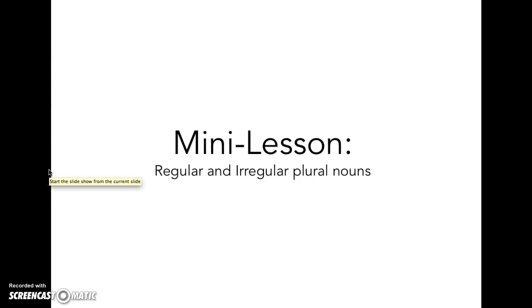Alright guys, I know that we have been hard at work on our informational draft books, but today we're going to be looking back at some of our writing to make it the best that it can be, and we're going to be working on looking for some plural nouns in our writing and making sure that we have written those plural nouns the right way.